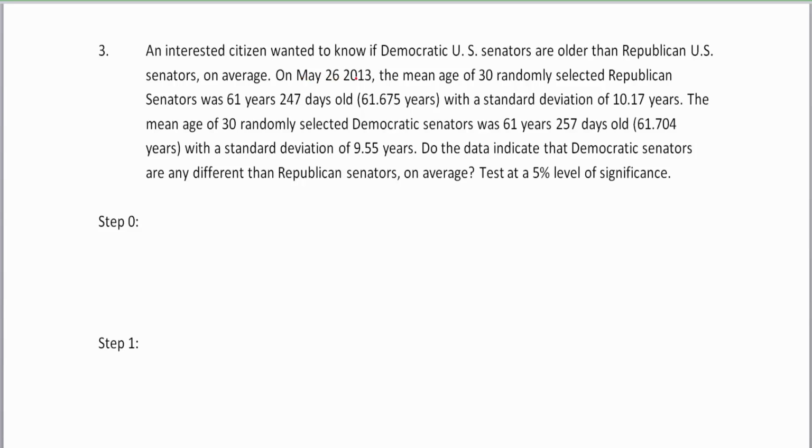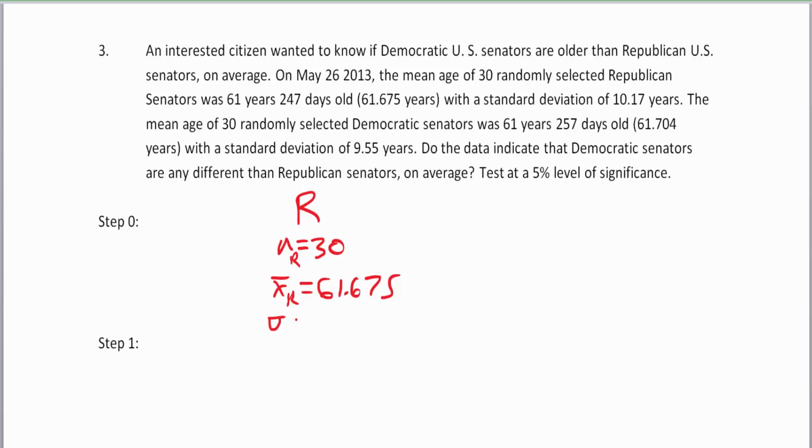On May 26, 2013, the mean age of 30 randomly selected Republican senators, so I'm going to put an R here for Republican, n sub R is equal to 30, was 61 years, 247 days. So this is my x bar R, and that's going to be 61.675 with a standard deviation. So this is my sample standard deviation, although I can use lowercase sigma here.